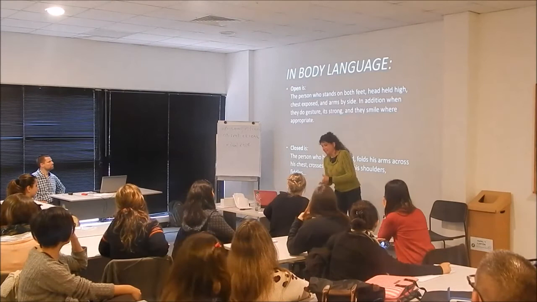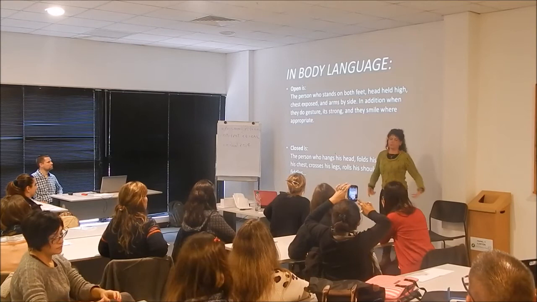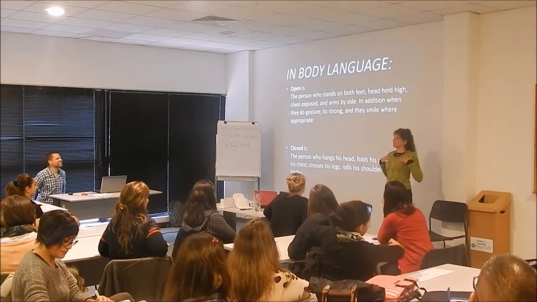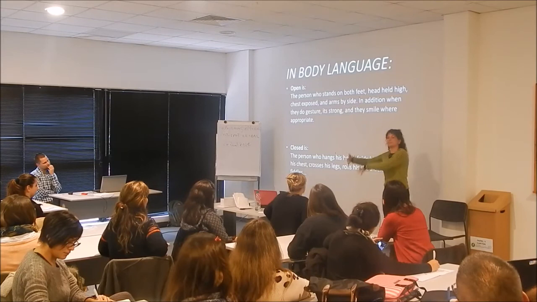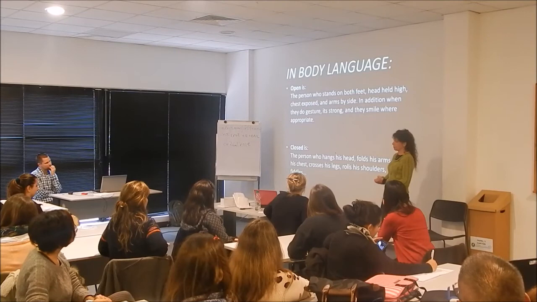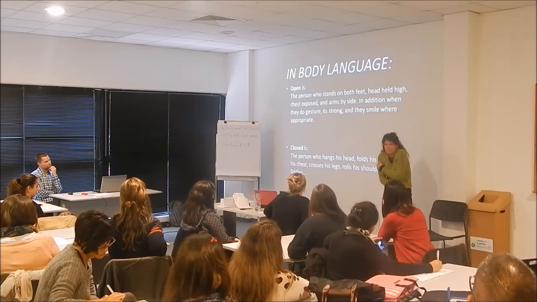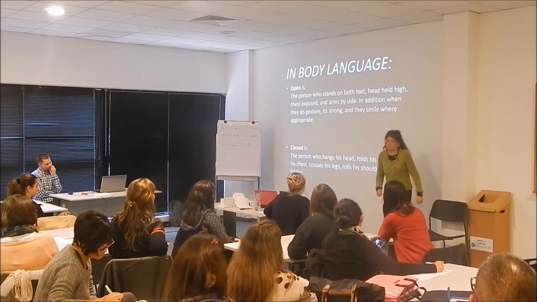So in body language, basically, a person that is open stands on both feet or sits on both buttocks, head held high, chest exposed, arms by your side, shoulders back and relaxed. And if you gesture, it's with purpose and big gestures and conscious gestures, yeah? And a closed person is someone who has his head folded, arms like this, shoulders going down, and they've got the posture going on one foot or the other, or sitting on a chair.